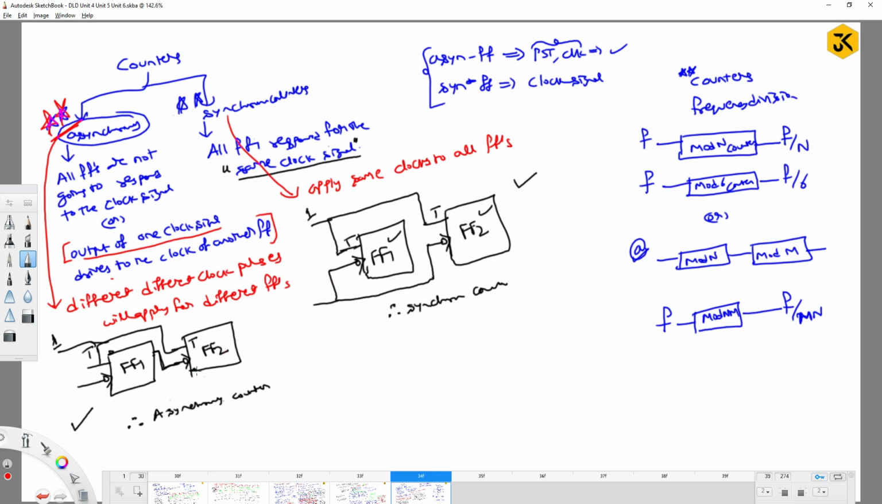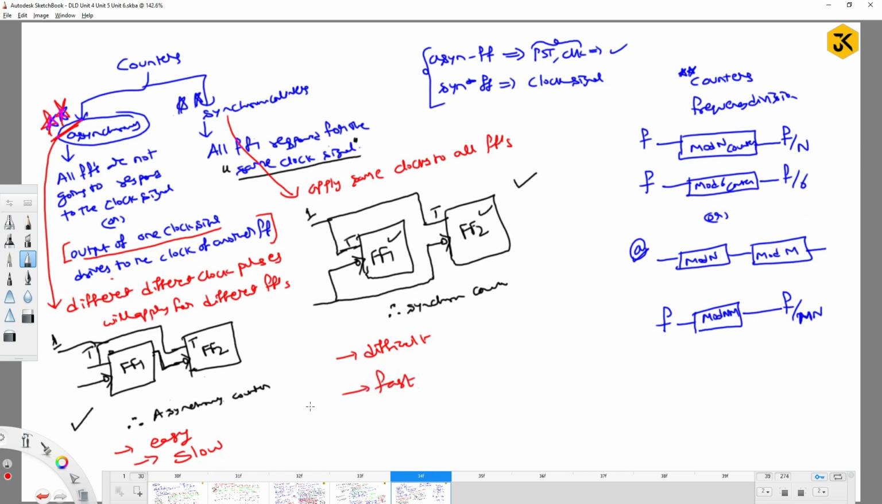In terms of design aspect, which one is very easy? This is easy, and this is somewhat difficult compared to asynchronous counters, right? In terms of speed, which one is going to take very little time, which one is fast and which one is slow? Definitely I can say that this is slow, and this will be fast.